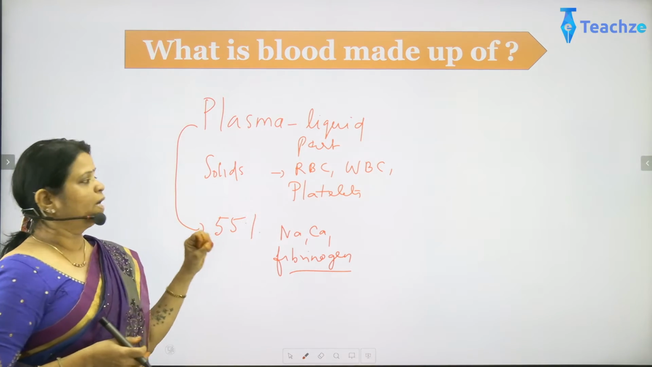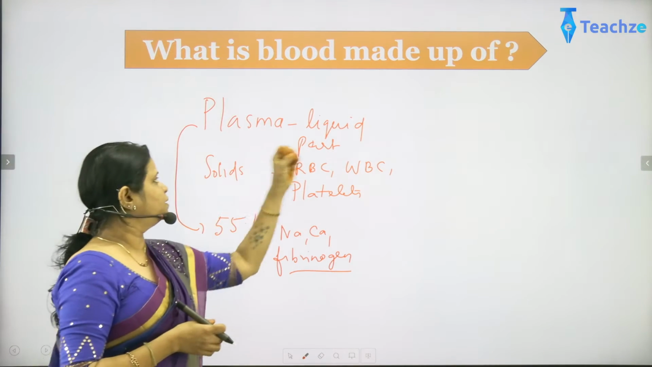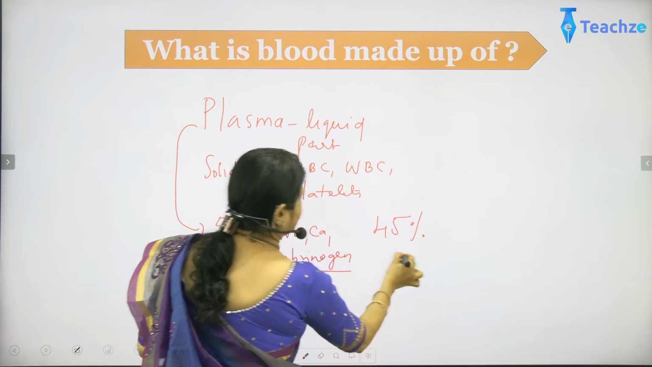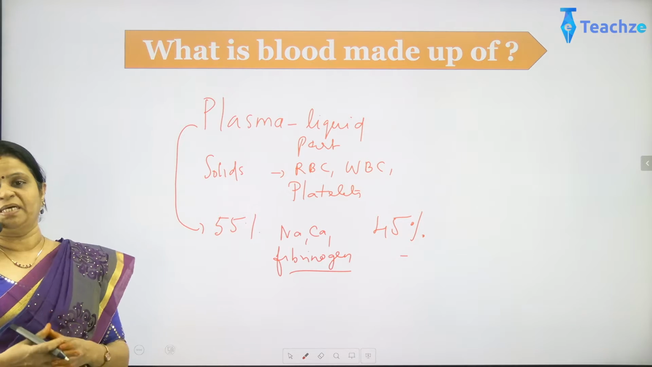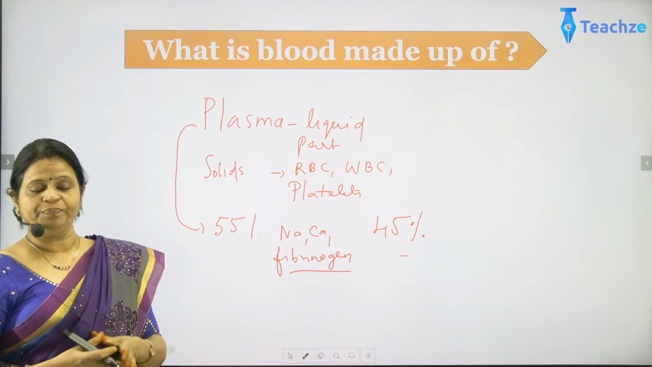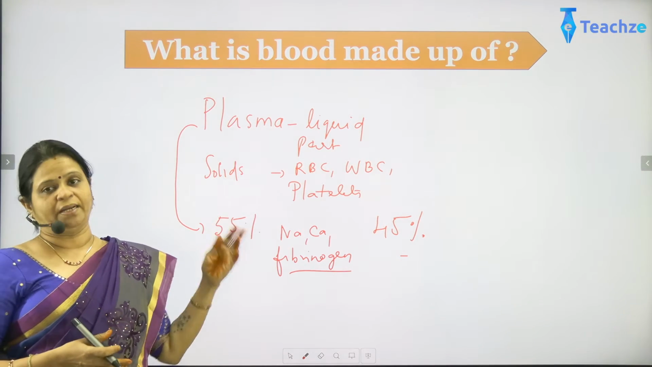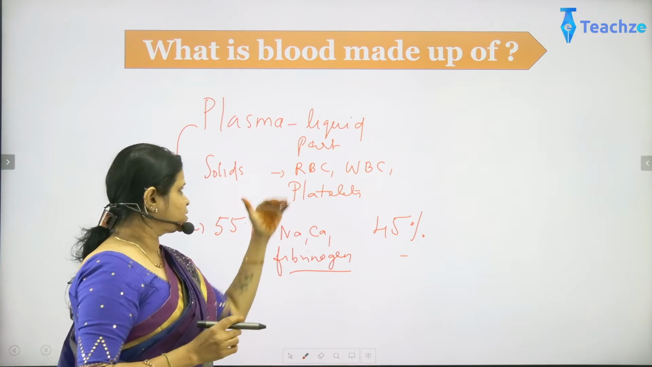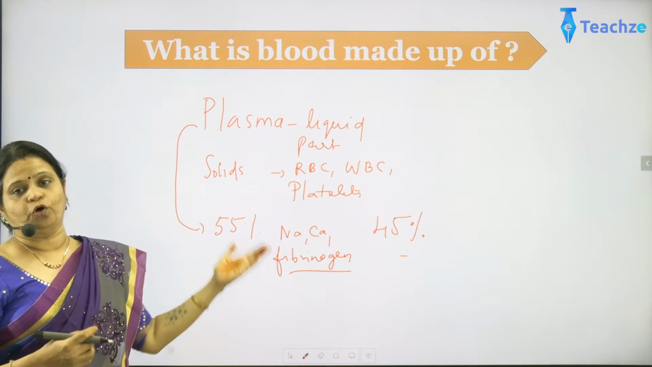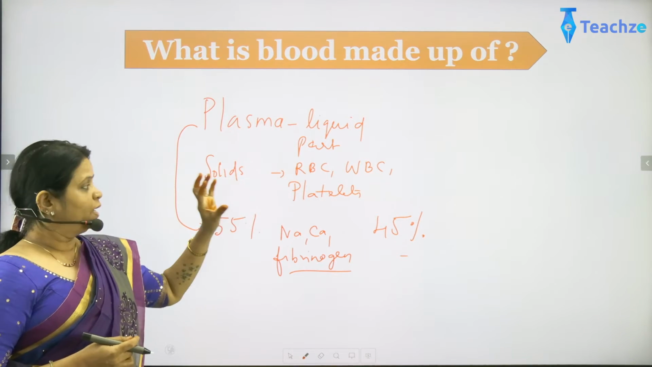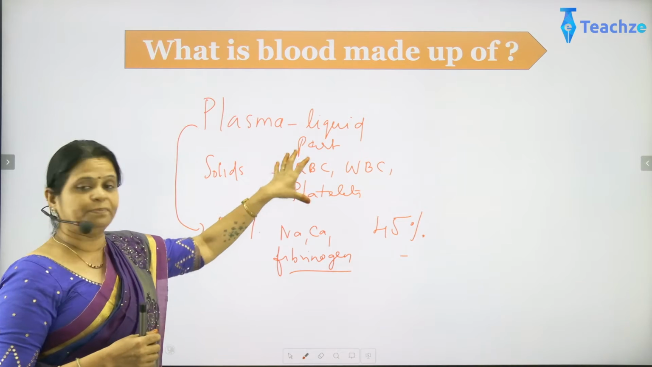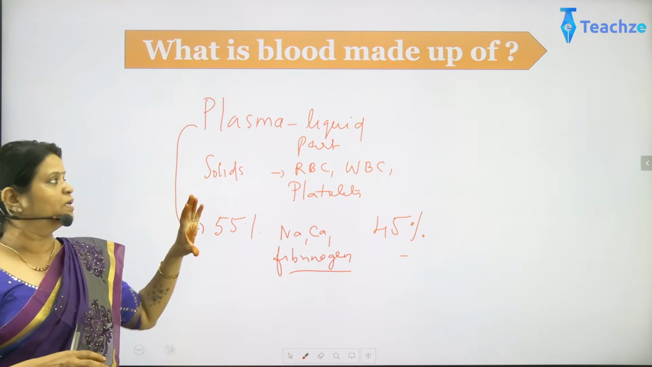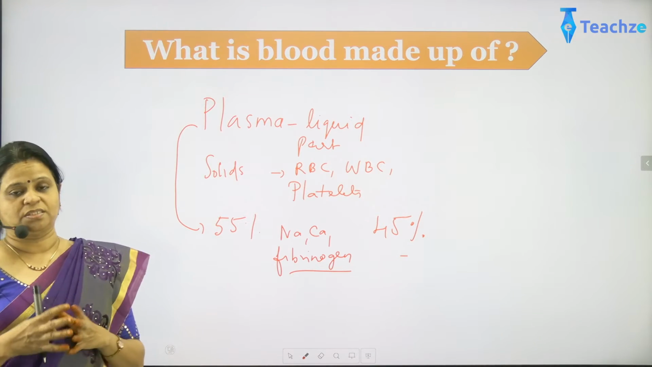Now, plasma takes up about 55%. What about the solid components? The solid components take the rest, that is the 45% we are talking about. In this 45%, RBCs play a very important role. The maximum number of cells will be RBCs, then the platelets, and finally the WBCs. This is the order we follow. RBC is most important, but I'm not talking about importance, it's about the number here: RBCs, then the platelets and then the WBCs. So this is the division of the blood and what it is made up of.